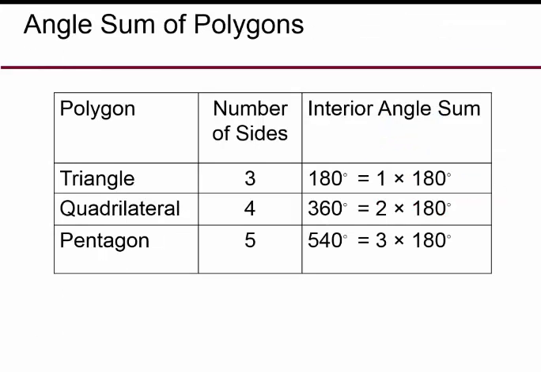So triangle, number of sides is 3, interior angle sum is 180 degrees. Quadrilateral, number of sides is 4, interior angle sum is 360 degrees. Pentagon, number of sides is 5, interior angle sum is 540 degrees, which is 3 times 180 degrees.